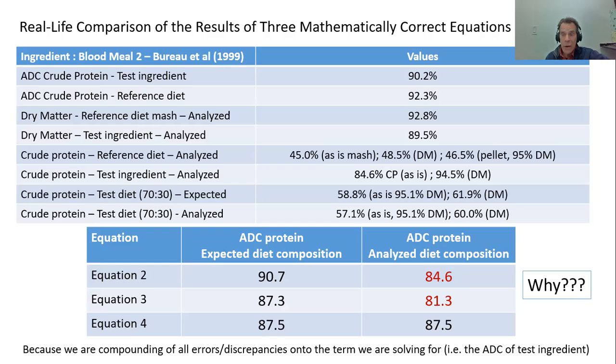So actually, all the errors get piled up onto this term that you're solving for. But these different things that you're measuring have some variability associated with them. But in the mathematics, we assume that these are perfect, and they are not. They are not perfect.